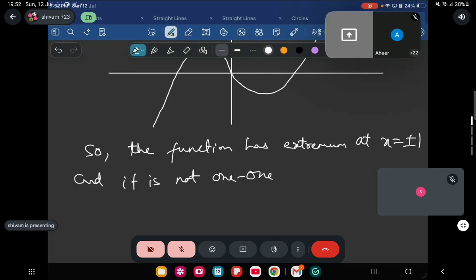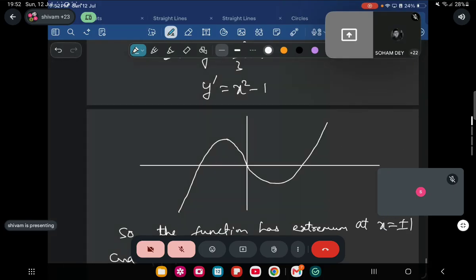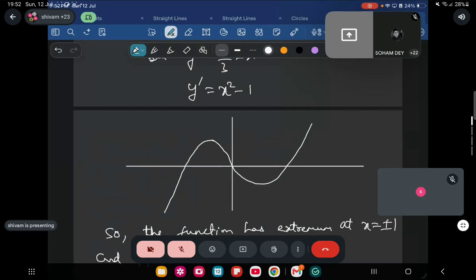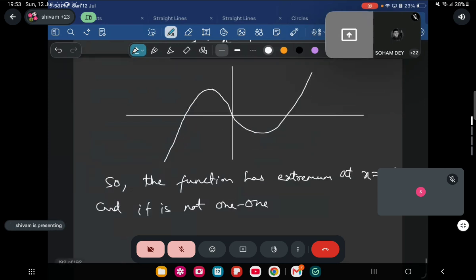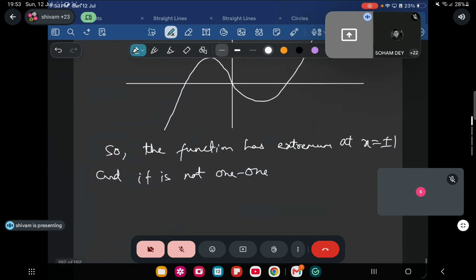So could you scroll up a bit? So for some special case it can be 1, 1. Yes, y equal to x cube. Yeah, it is 1, 1, right? If it does not have an extremum.